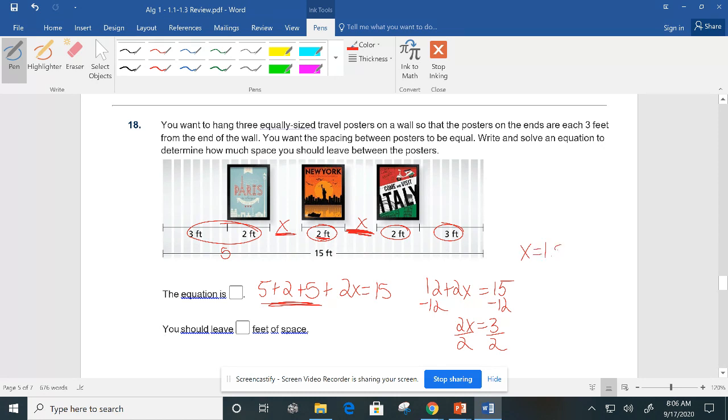This would be an example where we'd want to change that 3 halves into a decimal, and you should leave 1.5 feet of space in between the posters. And we can check our work by adding that. 3 plus 1.5 is 4.5, plus 2 is 6.5, plus another 1.5 is 8, plus 2 is 10, plus 1.5 will get you to 11.5, plus the 3 at the end would get you to 15, and it works.